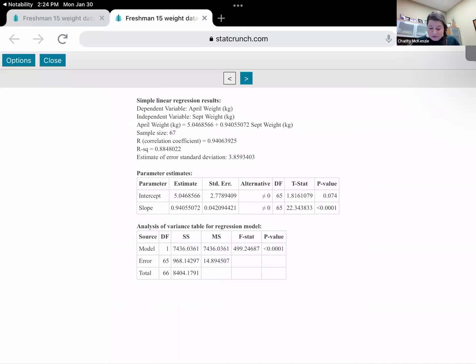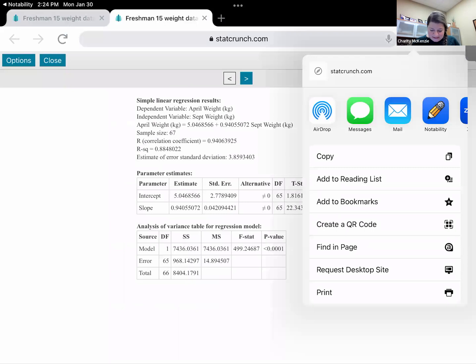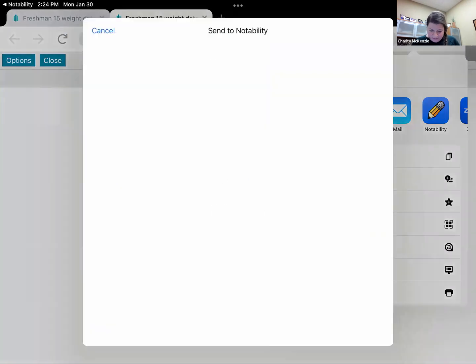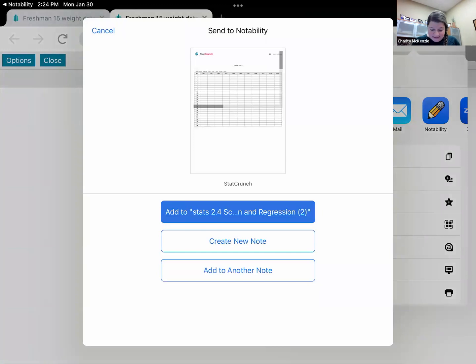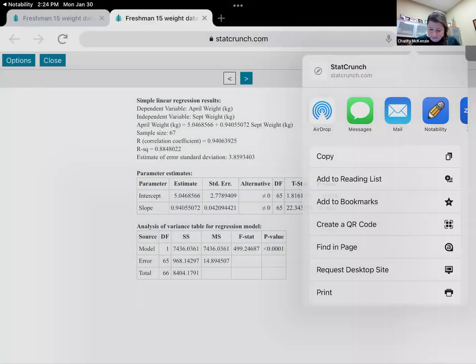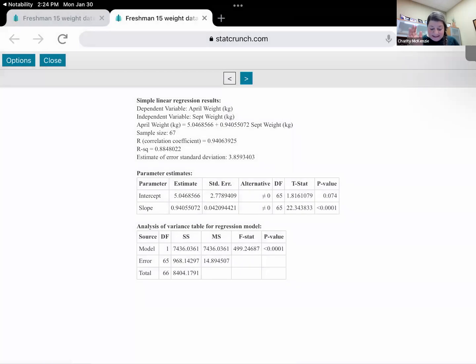So here's our first part. Let me send this to StatCrunch or Notability real quick. See how that comes through. I love Notability if you're using this kind of technology. Nope, it doesn't come through. Okay, cancel.